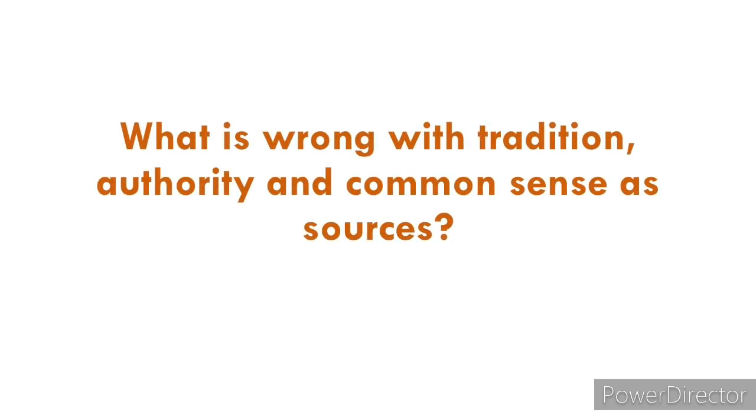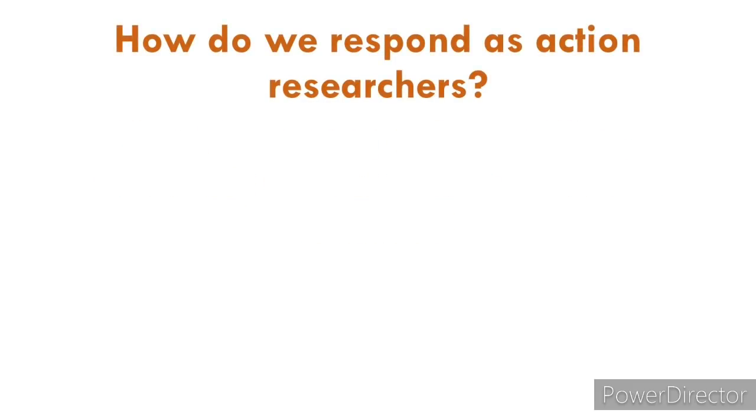But what is wrong with tradition, authority, and common sense as sources? They have a tendency to provide unreliable information. This is largely due to the fact that teachers based on tradition, authority, and common sense use information that is biased to some degree. And this bias occurs primarily because the information was collected in an unsystematic and subjective manner. In order for the answers we seek to be accurate and of high quality, we must obtain information that is both valid and reliable. What are we going to do now?